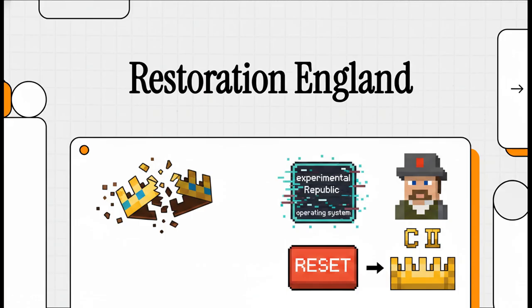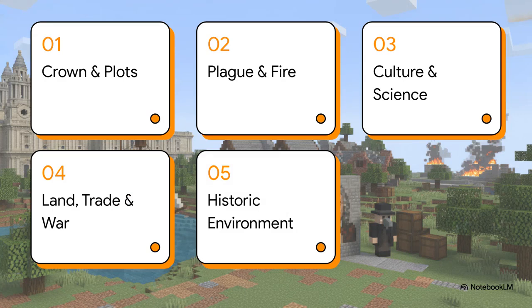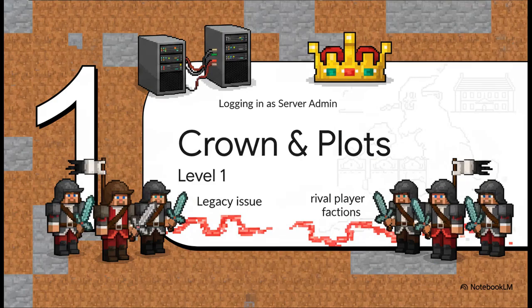We're diving into Restoration England 1660 to 1685, starting right at the exact moment they hit the giant reset button and brought back the king. So, here is your quest log for today's revision session. We've got 5 crucial levels to conquer for your Paper 2 depth study: Crown and Plots, Plague and Fire, Culture and Science, Land, Trade and War, and finally, the Historic Environment. Let's get to it. Kicking things right off with Level 1, Crown, Parliament, and Plots.